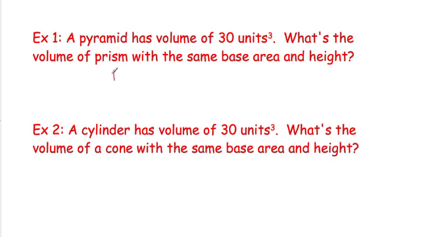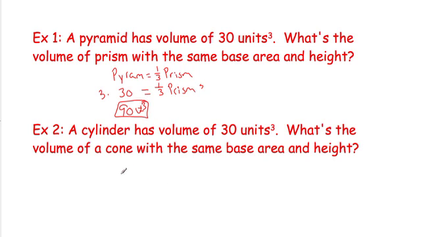So let's look at that relationship a little bit more. A pyramid is 1/3 the volume of a prism. Okay, so a pyramid has a volume of 30 units. What is the volume of a prism with the same base area and height? That means everything's the same. All I have to do is divide by 1/3 or multiply by the reciprocal of 3, and a prism with the same base area and height would have a volume of 90 units cubed.